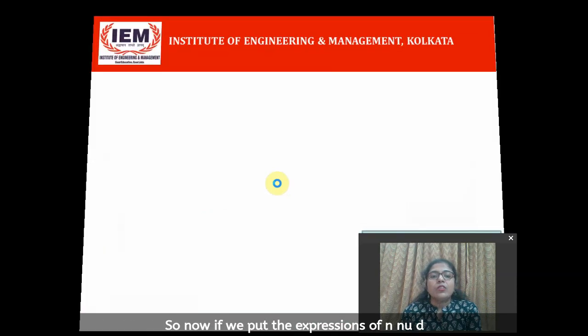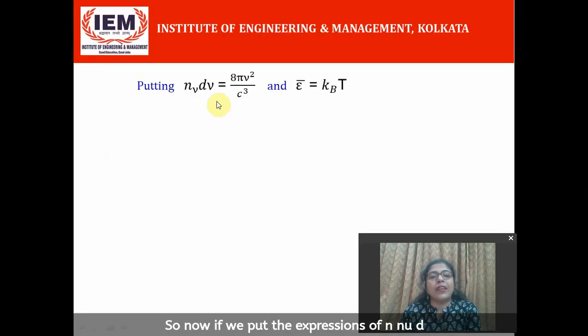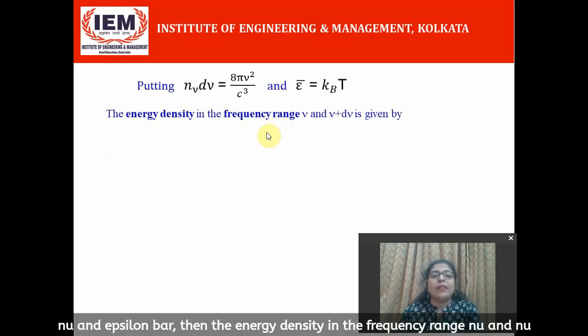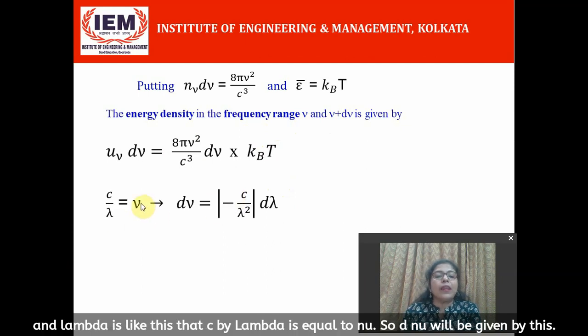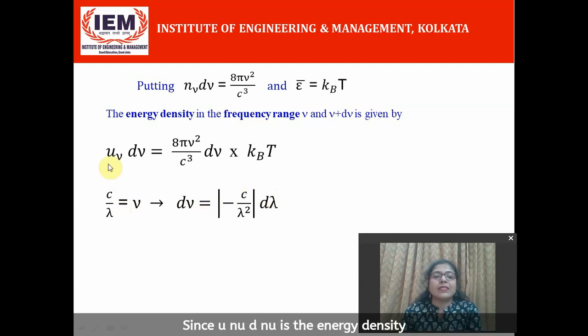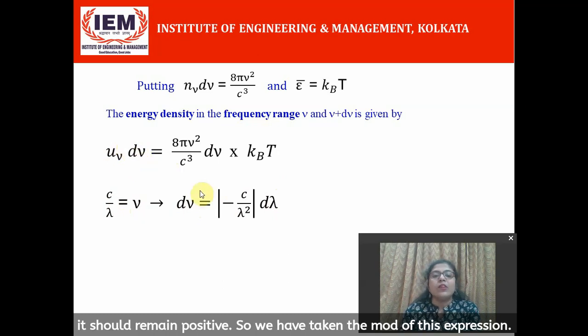So now if we put the expressions of nu, d nu and epsilon bar, then the energy density in the frequency range nu and nu plus d nu looks like this. Now the relation between nu and lambda is like this, that c by lambda is equal to nu. So d nu will be given by this, and since u nu d nu is the energy density, it should remain positive. So we have taken the mod of this expression.